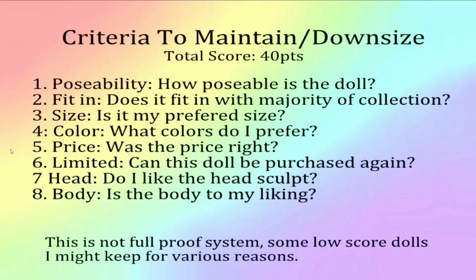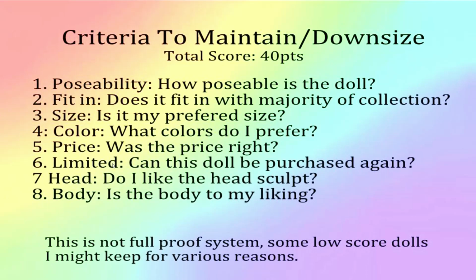Number 5 is price. How much was the doll? Did I get it for a good price? Was it really expensive? You'll see in my spreadsheet, I did actually break this one down into different categories, where 1, 2, 3, 4, and 5 are price ranges. So you'll see that on the spreadsheet when I get to that.